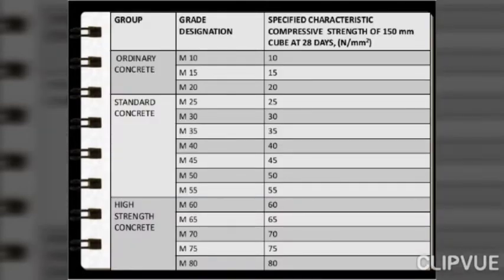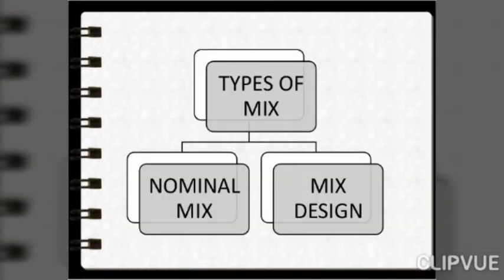So here we can see the different grades of concrete and the particular groups which are put off, and their specified compressive characteristic strength at the end of 28 days. So there are basically two types of mix, nominal mix and the design mix.